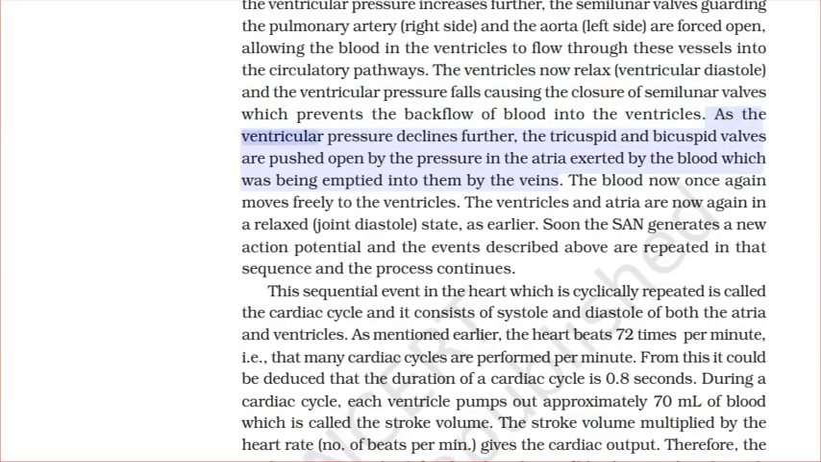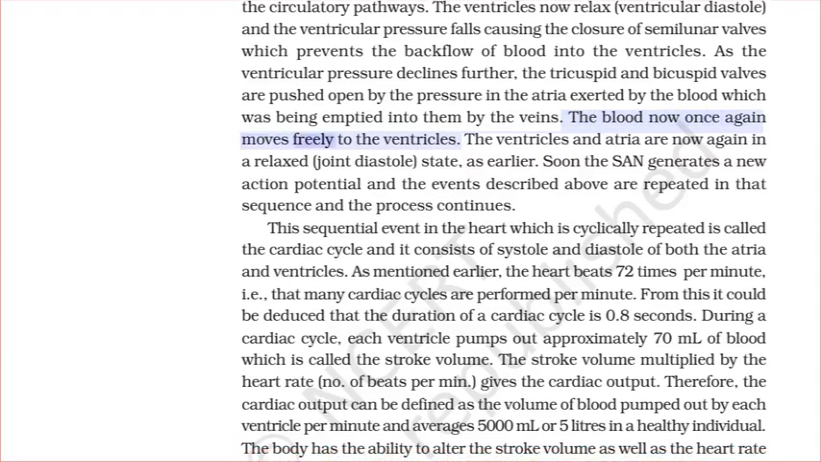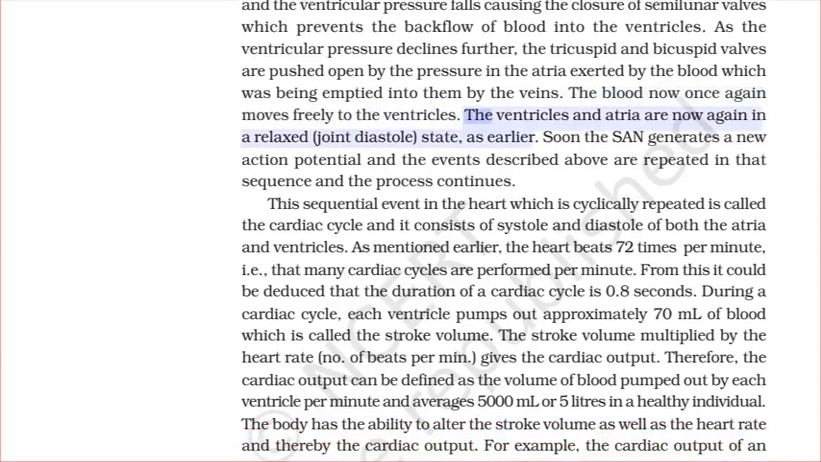As the ventricular pressure declines further, the tricuspid and bicuspid valves are pushed open by the pressure in the atria exerted by the blood, which was being emptied into them by the veins. The blood now once again moves freely to the ventricles. The ventricles and atria are now again in a relaxed joint diastole state, as earlier.